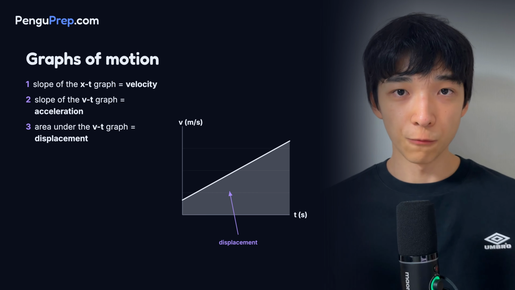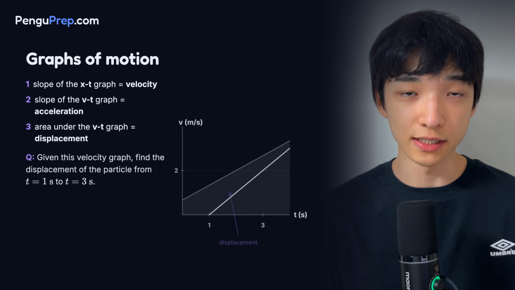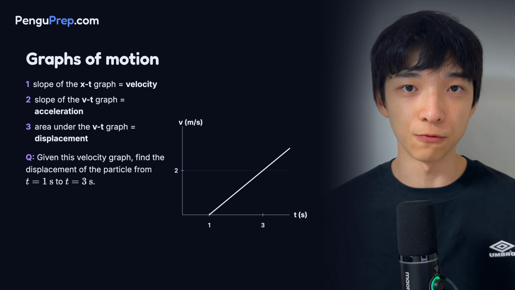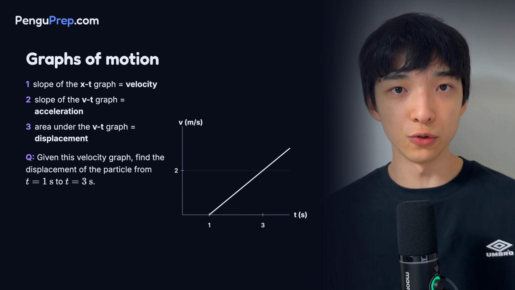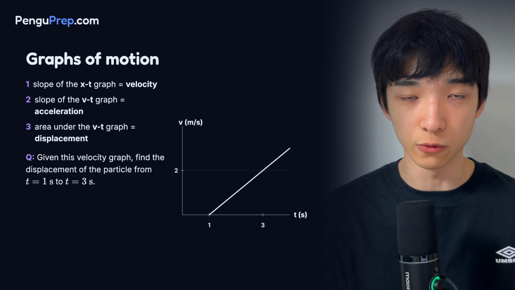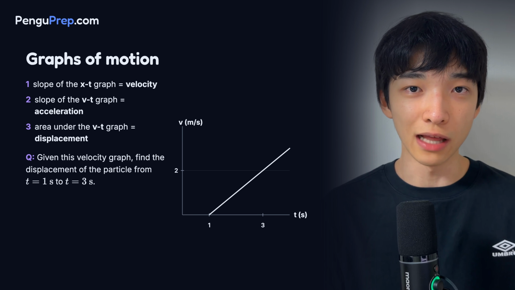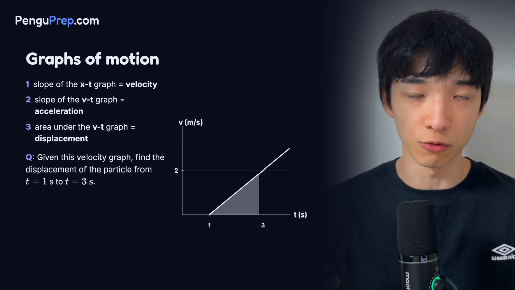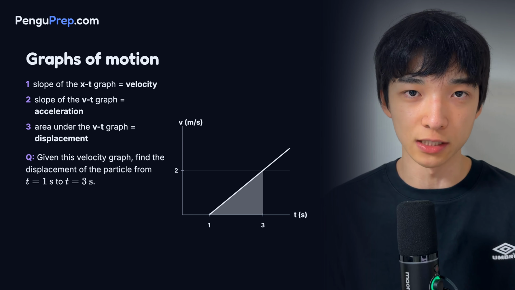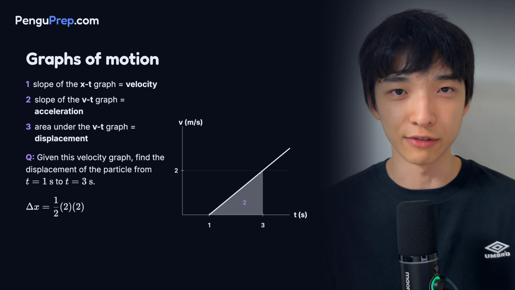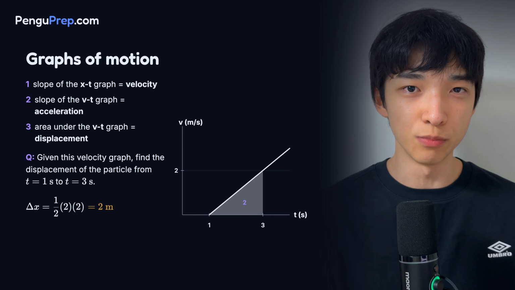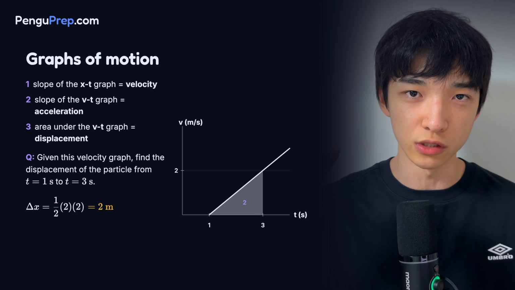For example, let's say we are given this velocity graph for a particle, and we are asked to find the displacement of the particle from t equals 1 to 3 seconds. To do that, we integrate the velocity from t equals 1 to 3 seconds, which will have the same result as the area underneath the velocity curve from t equals 1 to 3 seconds. Since the area is represented by a right triangle, we can just do 1/2 times base times height, which is 1/2 times 2 times 2, which gets us 2 meters. So the object's displacement here is going to be 2 meters.